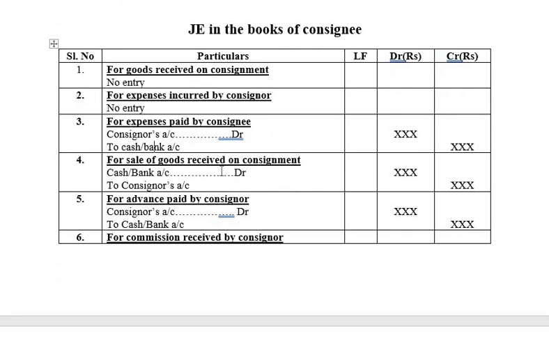Next is for advance paid by the consignor. Is there any advance paid by the consignor? Yes, there is advance being paid by the consignor.